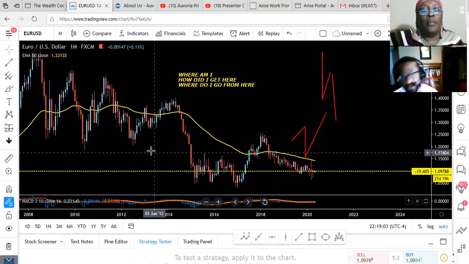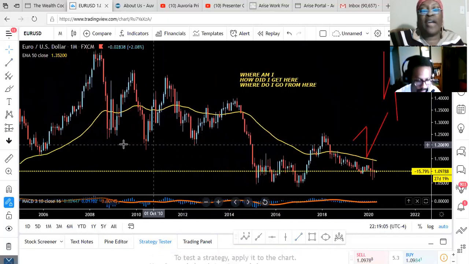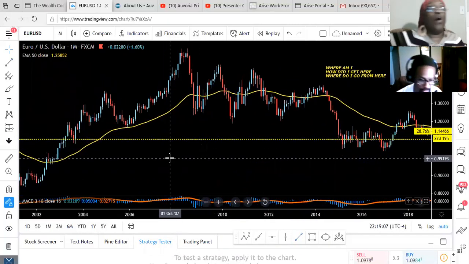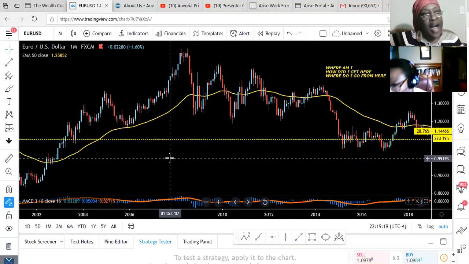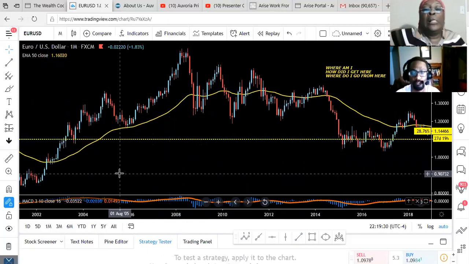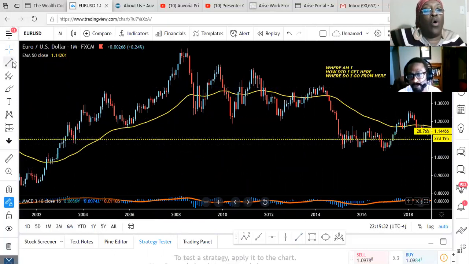Impulse, correction, continuation. It keeps recycling. The impulse and the continuation are the same move. So if we're able to identify the impulse by the trend, we know that the continuation is going to be in the same direction of the trend, right? So let's look at it on the chart.